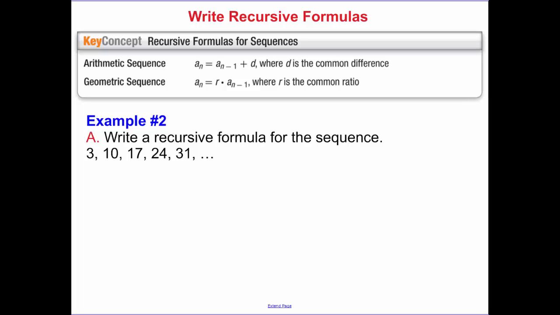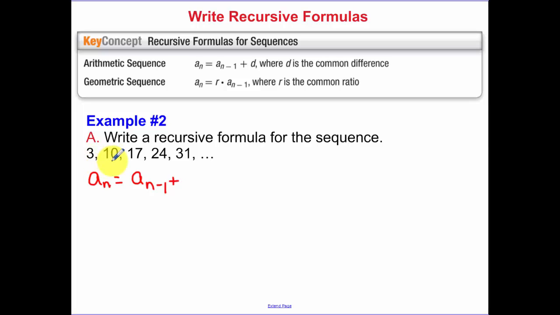Okay, recursive formulas for an arithmetic sequence. Basically it's the previous term plus d. If you think about it, that totally makes sense. It's the previous term plus the common difference. So write a recursive formula for the sequence. I need to figure out the nth term is the previous term, and the only way you can algebraically write that is n minus 1, plus your common difference. We'll figure out what your common difference is.